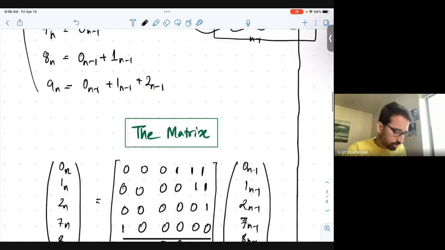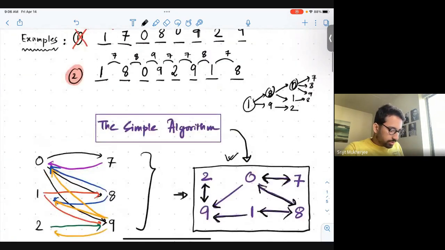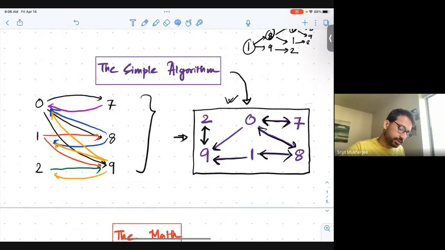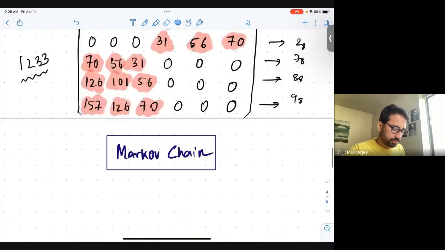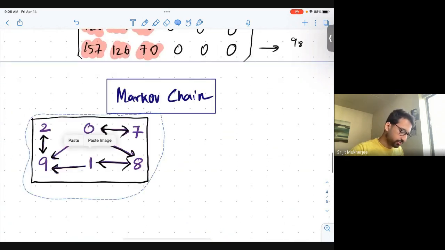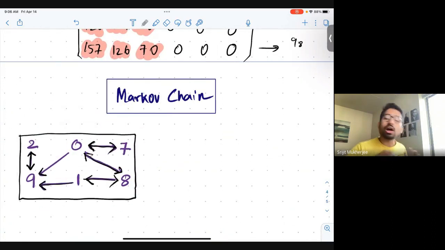What more? This is a very important graph, and this has made history in the field of statistics, and that is called a Markov chain. Now, imagine this experiment. What you're doing.